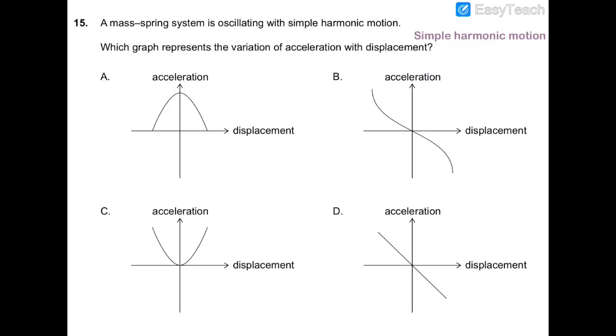In this question, there is a spring mass system that is oscillating simple harmonically. So we have to find which graph represents the variation of acceleration with displacement. We know that acceleration for a simple harmonic motion is −ω²x. So there is a linear relationship and this would be a straight line. So the correct answer will be D. Now let us move on to the next question.